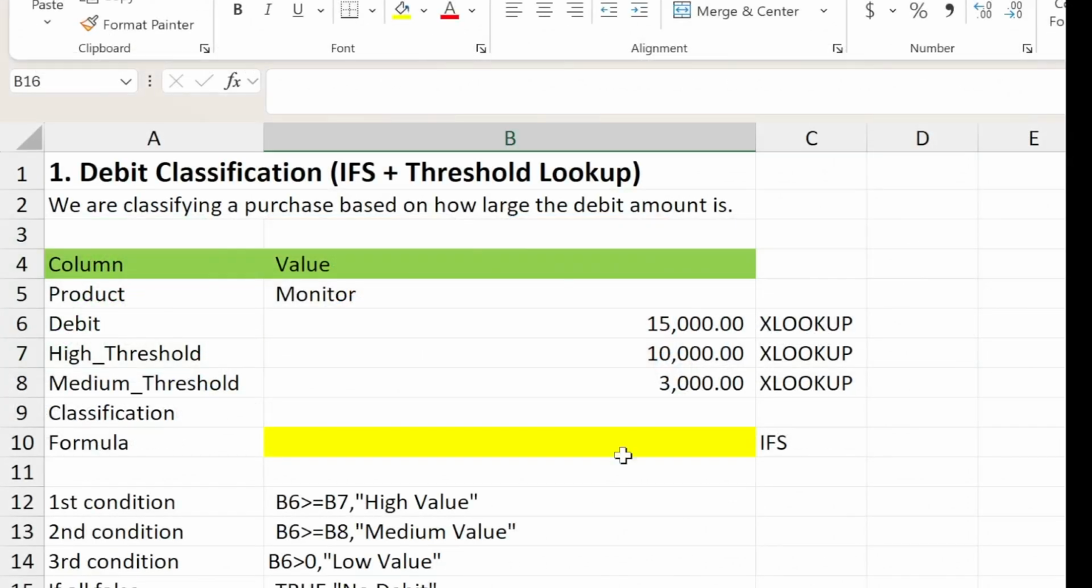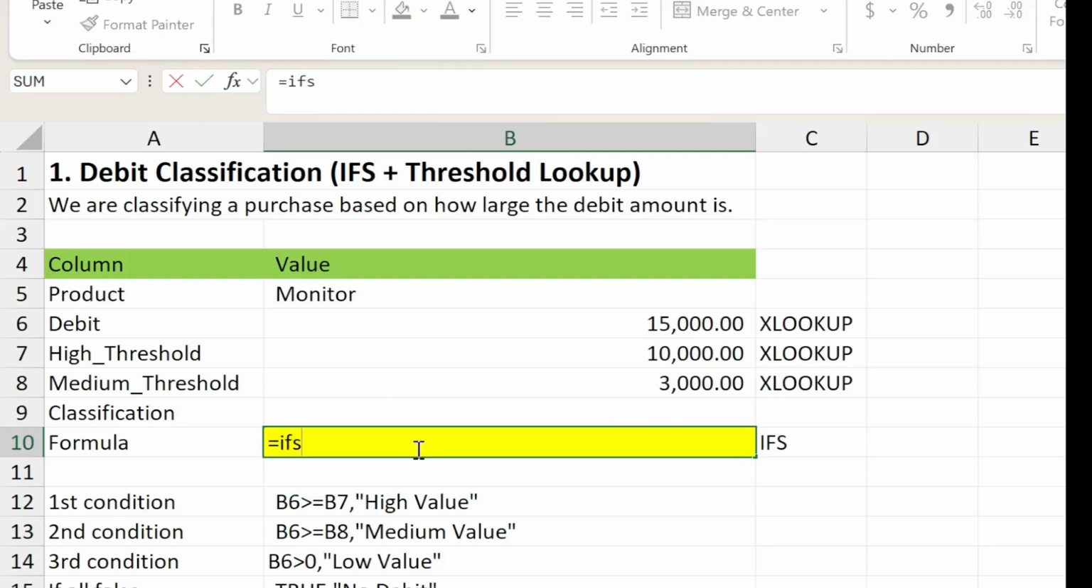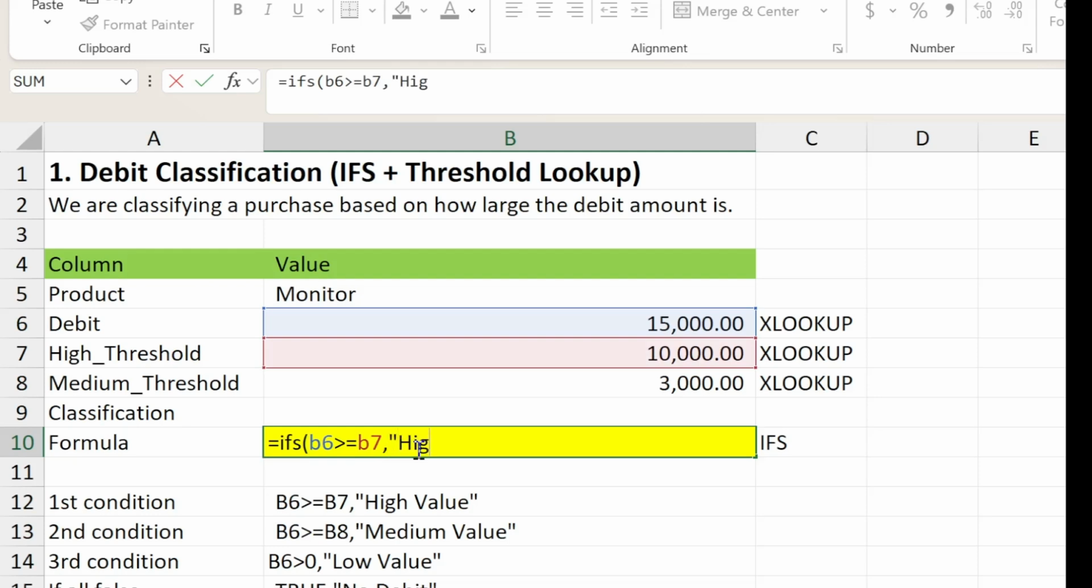We want to classify the debit amount into high value, medium value, low value, or no debit. To achieve this we arrange the conditions from the highest threshold to the lowest threshold. The first condition checks if the debit is greater than the high threshold. The second condition checks if the debit is greater than the medium threshold. The third condition checks if the debit is greater than 0. The final condition, TRUE, acts as a catch-all for no debit.